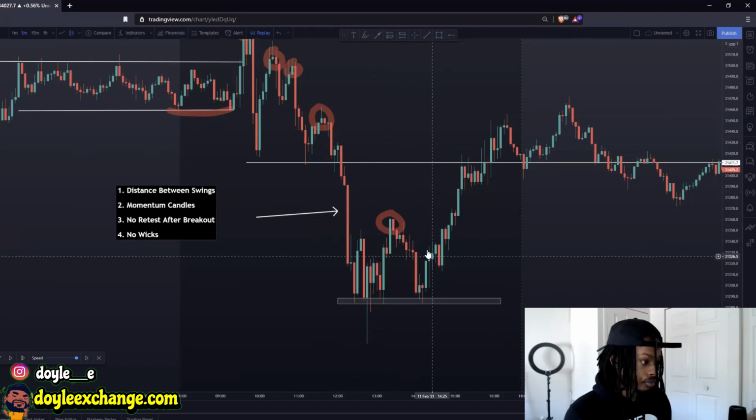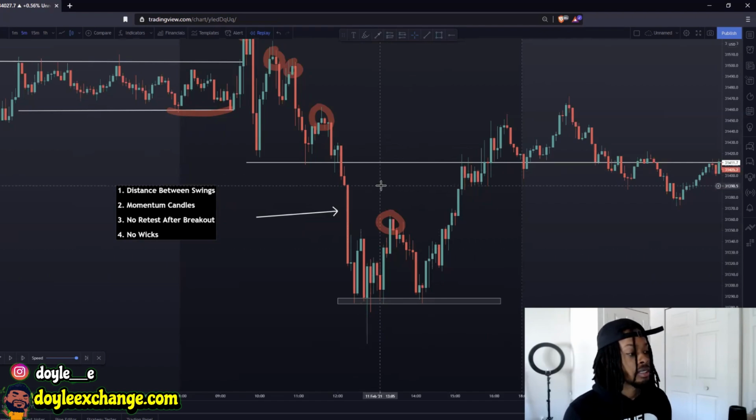But the strength of a trend, it all depends on structure being broken, the distance between swings, momentum candles, and if you see no retest after breakout, we know that this is about to be a strong breakout. Like the market is really wanting to push in that direction.